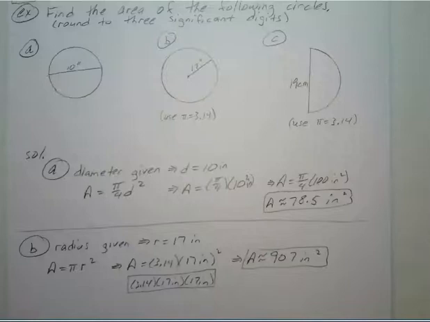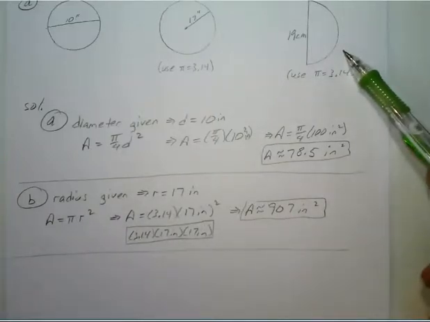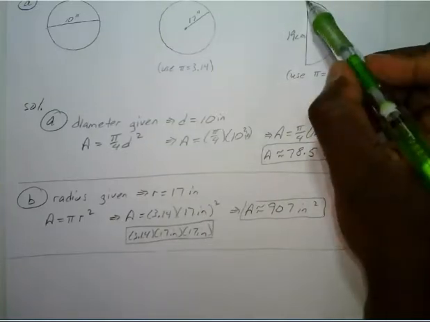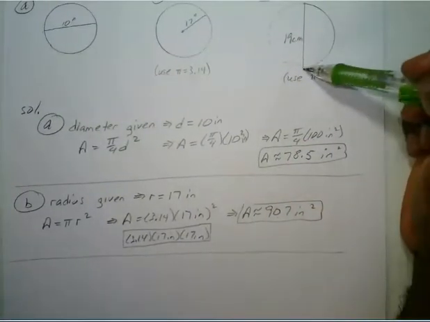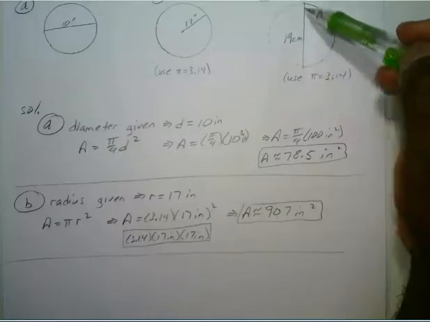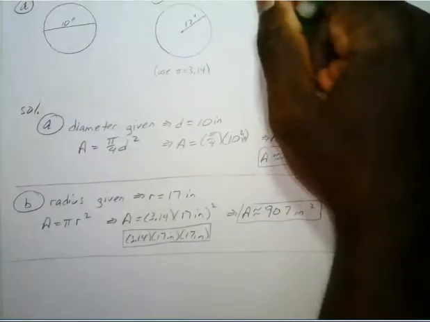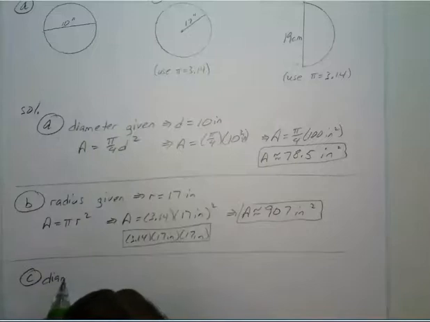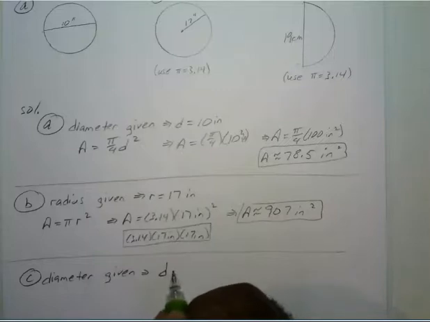All right, let's move up to problem C. I still want to have the shape available. Now notice this is a half circle, but if it were a full circle, you would know the diameter. The diameter would be 19. So let me go ahead and erase this because I don't want any confusion. Okay, so for C, we know the diameter is given. So we know that D is going to equal 19.